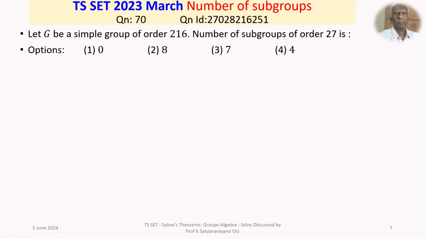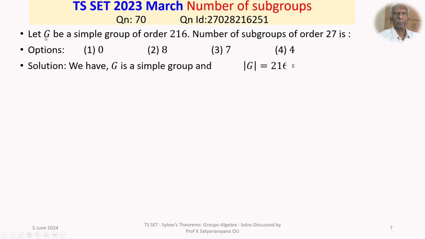Okay, let's now get into the discussion of this problem. We first take the fact that G is a simple group. Yes, it is given to be G is a simple group, and the order of G is given to be 216. The first step is you have to write down its prime factorization. It is 2 cube into 3 cube. Right. Now, what is that we want? Number of subgroups of order 27. That means about 3 cube we have to talk about. So, now 3 cube divides 216, order of G.